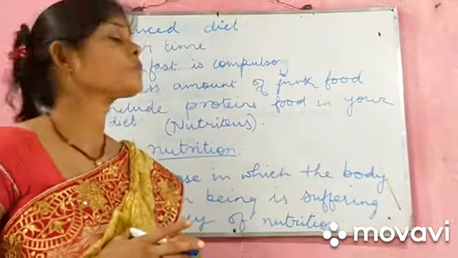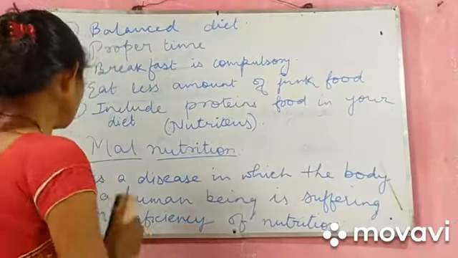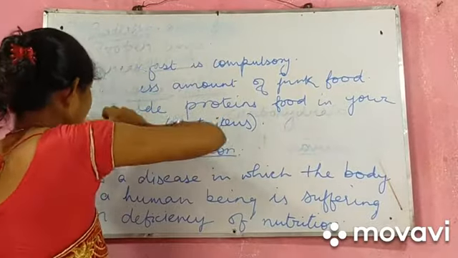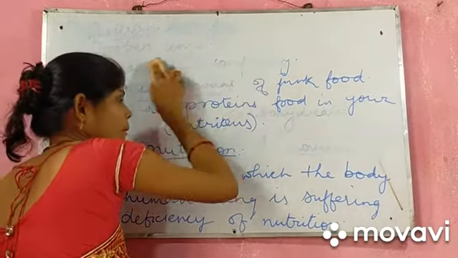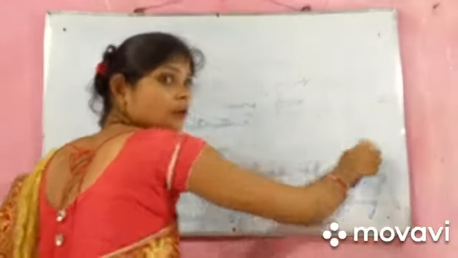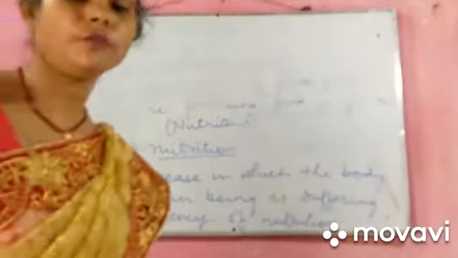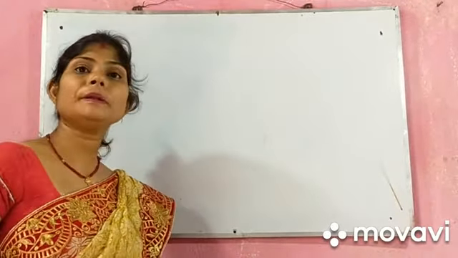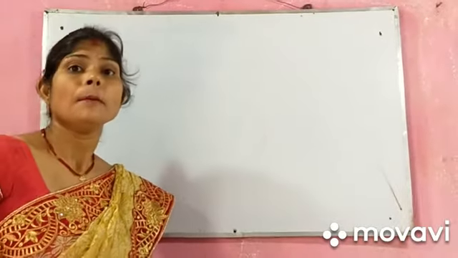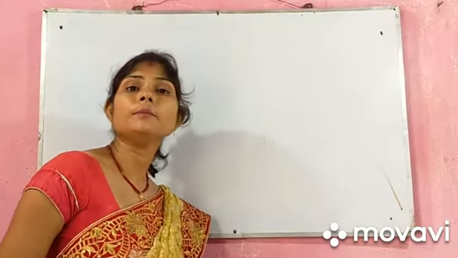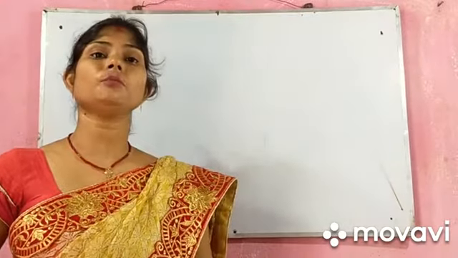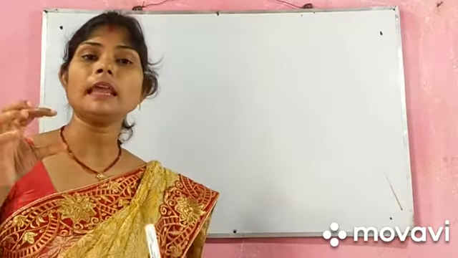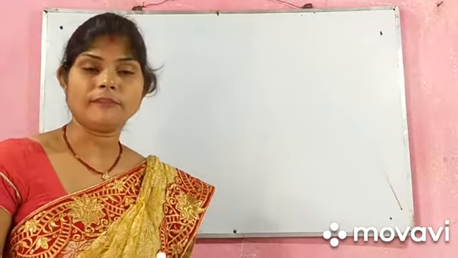So malnutrition, actually this disease is mainly caused in India. Mainly in India we see that poor people, children are suffering mainly from malnutrition. Why? Because they don't have a sufficient amount of money to include the proteinous or nutritious things in their food for the developing children.